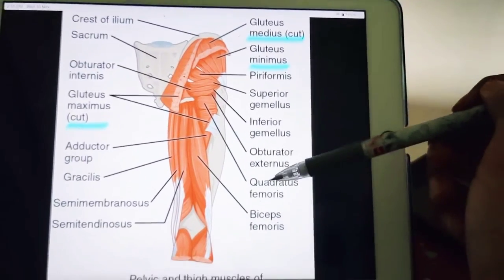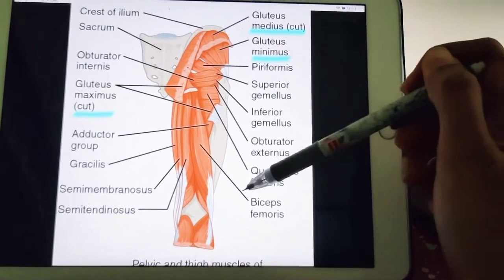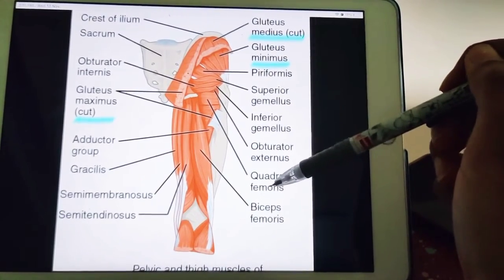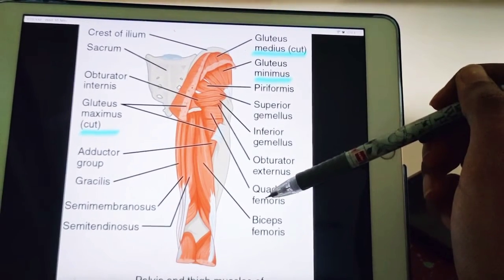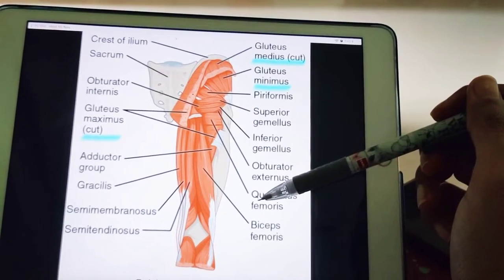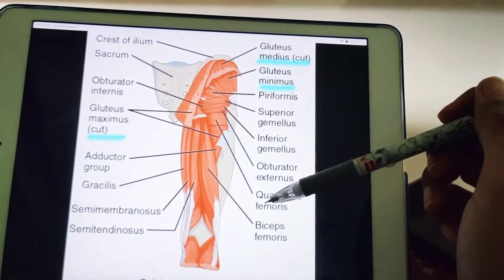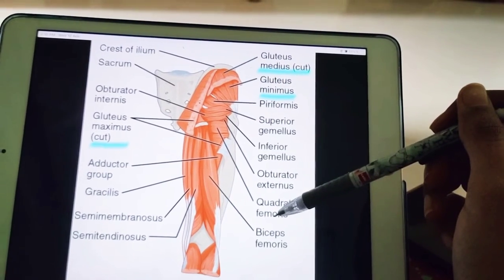So very simple. Hence the name Quadratus Femoris. Femoris goes and attaches to the quadrate tubercle on the femur. Quadratus because it's a quadrangular shape and it is coming from the ischial tuberosity. So what is its nerve supply? It is supplied by, of course, the nerve to Quadratus Femoris, and its root value is L4, L5 and S1.